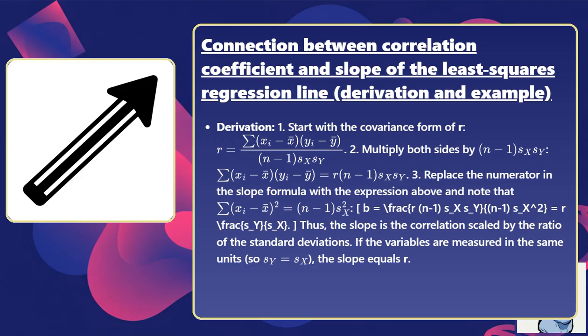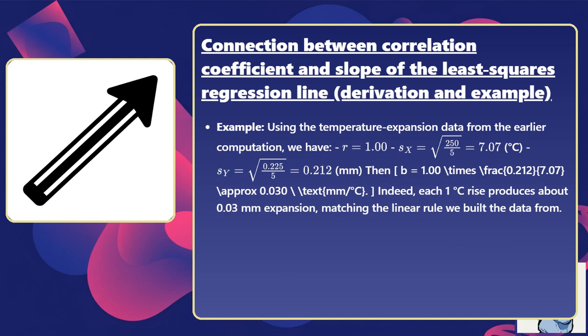Then b equals r (n minus 1) s sub x s sub y divided by (n minus 1) s sub x squared, which simplifies to r times s sub y over s sub x. Thus, the slope is the correlation scaled by the ratio of the standard deviations. If the variables are measured in the same units, so s sub y equals s sub x, the slope equals r. Example: using the temperature expansion data from the earlier computation, we have r equals 1.00.